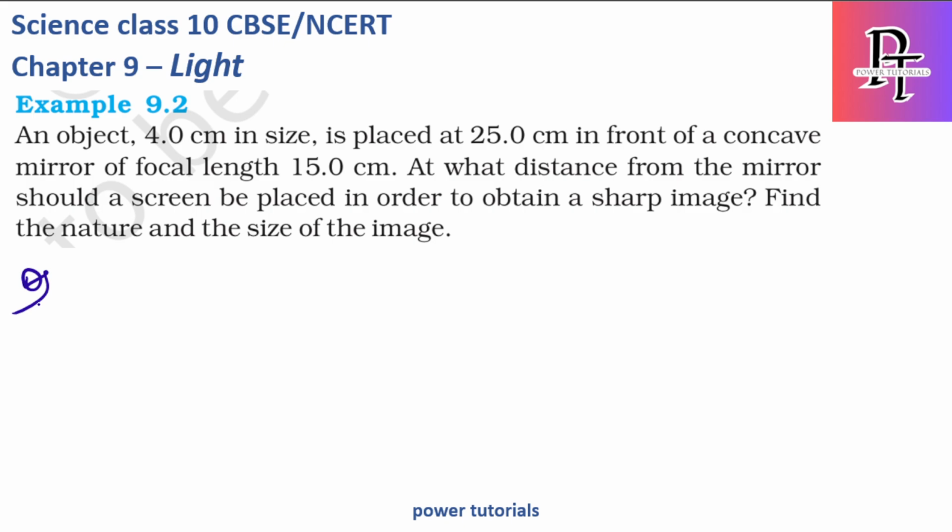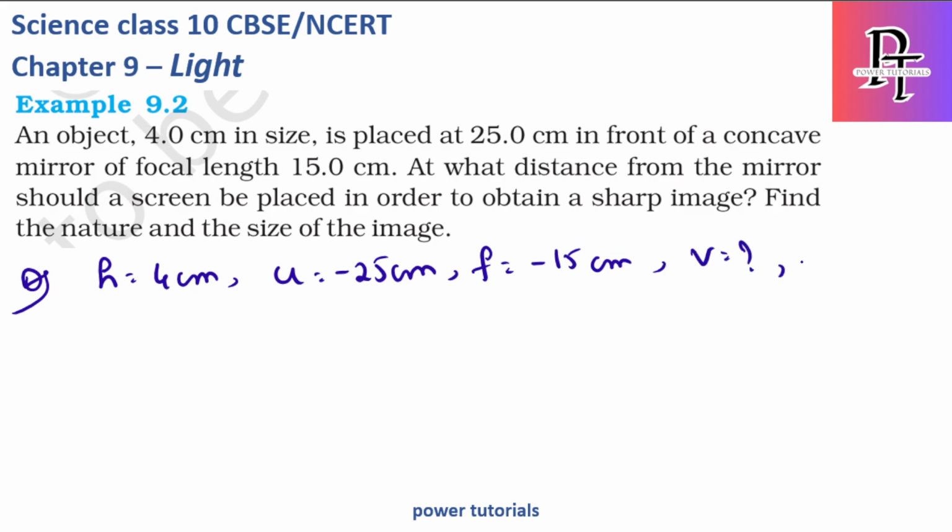An object 4 centimeters in size. So we have the h value, which is 4 centimeters, placed at 25 centimeters in front of a concave mirror. For a concave mirror, u will always be negative, minus 25 centimeters. For a concave mirror, the focal length is negative. They provided focal length 15, so the focal length is minus 15. At what distance is the image getting created? They're asking for the v value, a sharp image, and to find the nature and size. We want the nature as well as the size, which is h dash. Okay, let's solve one by one.